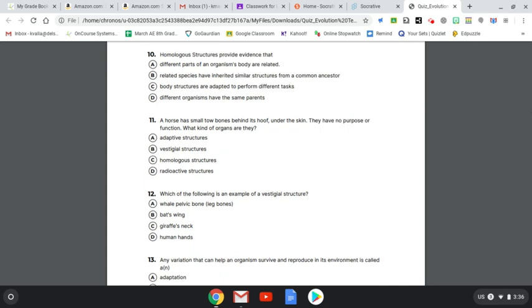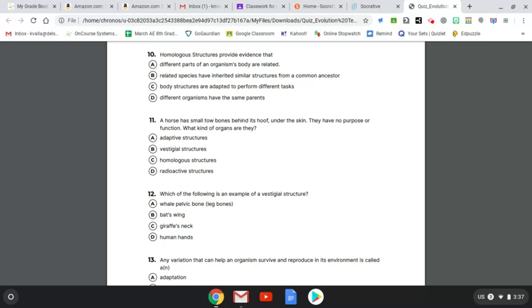Number 10, homologous structures provide evidence that A, different parts of an organism's body are related, B, related species have inherited similar structures from a common ancestor, C, body structures are adapted to perform different tasks, or D, different organisms have the same parents.